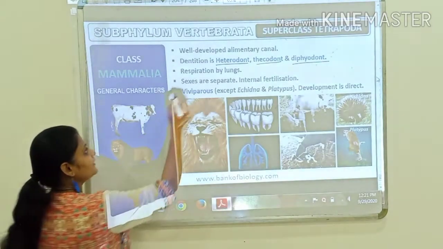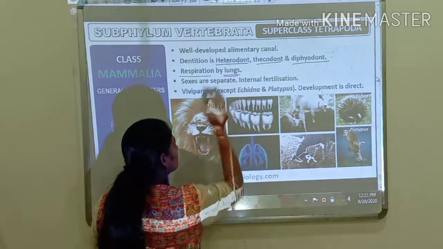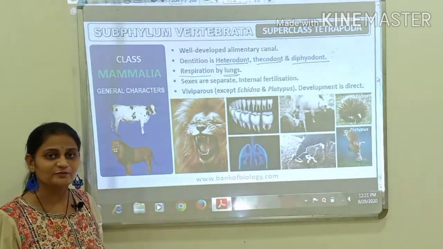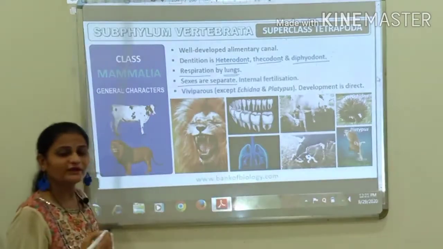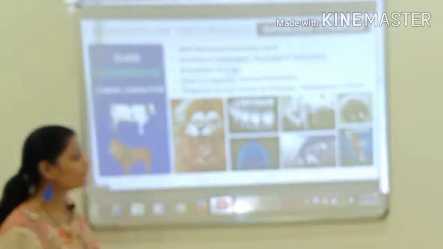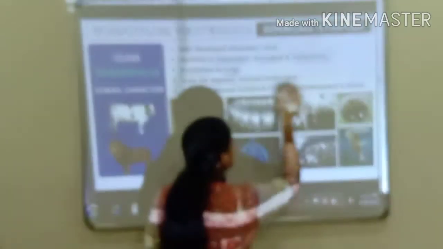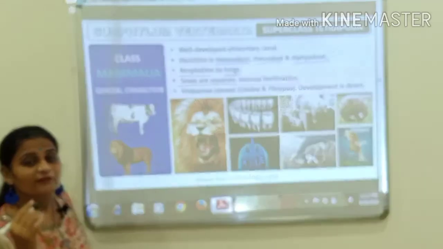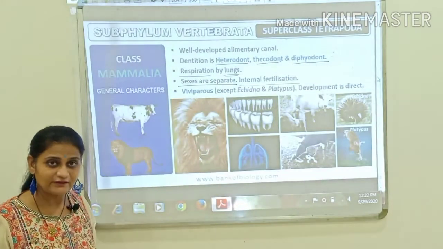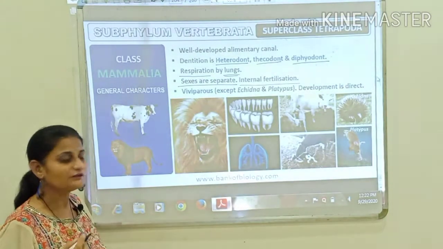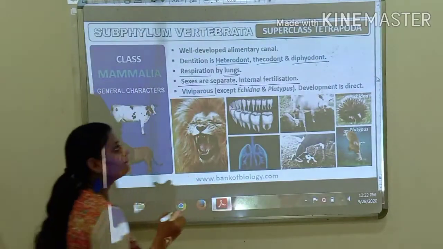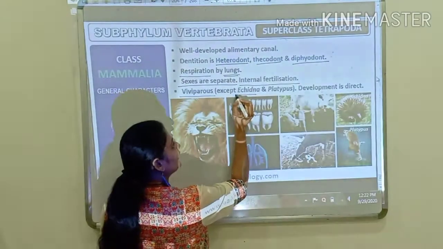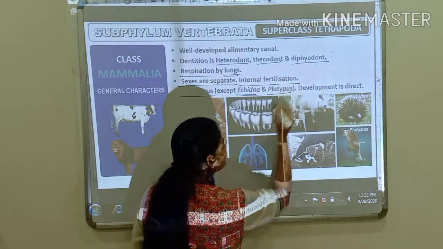Okay, and respiration takes place with the help of lungs. As the organisms are terrestrial, the respiration occurs with the lungs. And the sexes are separate. Okay, that means male and female individuals are present, or they show sexual dimorphism, and internal fertilization is observed. Okay, that means fusion of male and female gamete takes place inside the female body. So fertilization is internal, and the organisms are viviparous, except for the few like echidna and platypus, right.